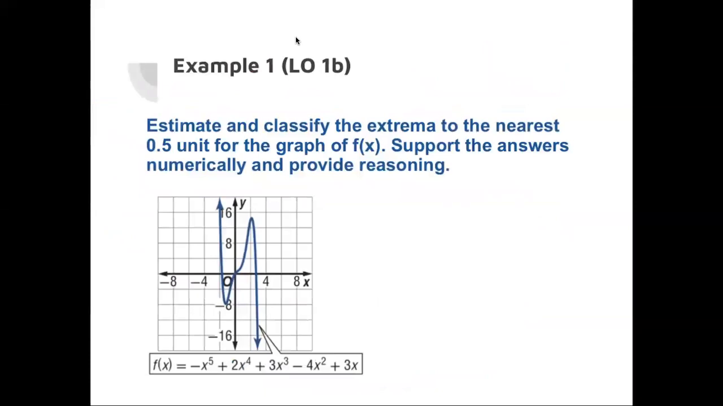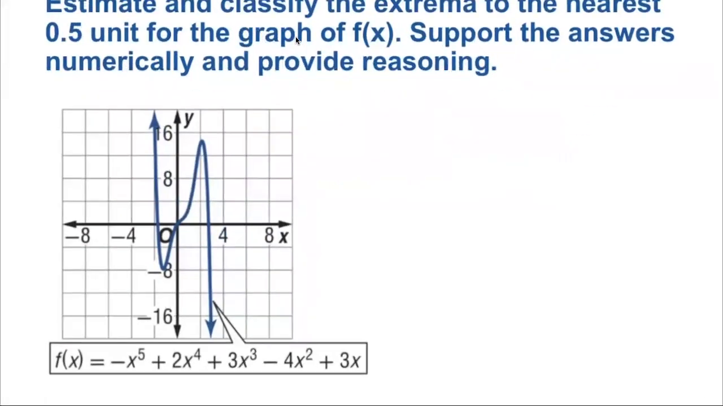Let's look at some sample examples now, okay? Estimate and classify the extrema to the nearest 0.5 unit for the graph of f of x. Support the answers numerically and provide reasoning. Okay. Let's just point out some extrema. Extrema number 1, extrema number 2. Why? The graph switches from decreasing to increasing. And at this point, the graph switches from increasing to decreasing.